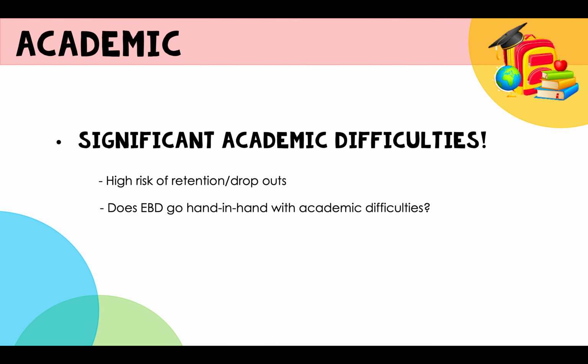Students labeled with EBD unfortunately have significant academic difficulties to the point where retention and dropping out are high risks. It is thought that the emotional disability goes hand in hand with the academic difficulties. For example, students with extreme emotional distress will not be able to focus heavily on their academics. On the opposite hand, students who struggle with their academics could also develop emotional issues.